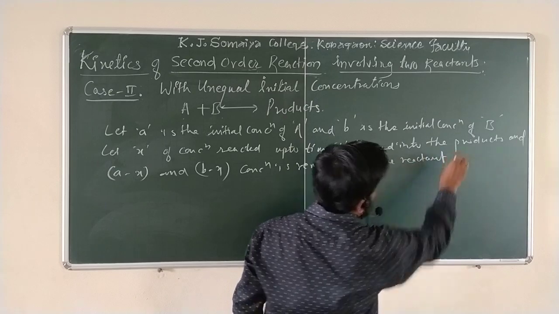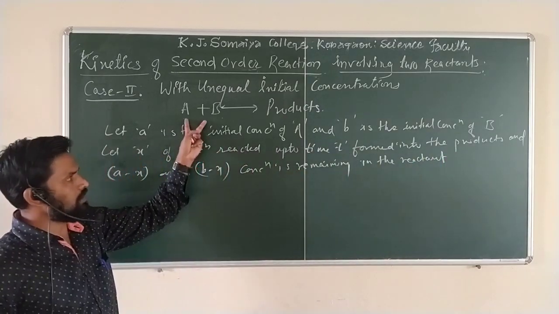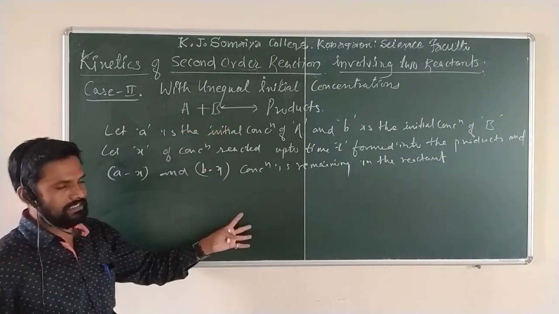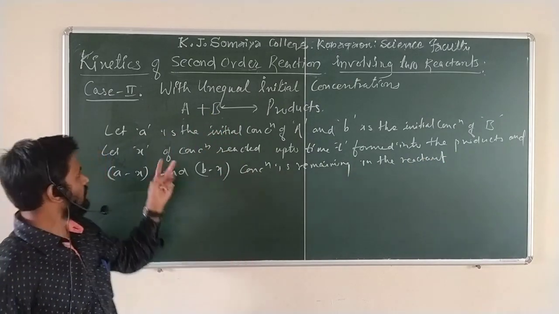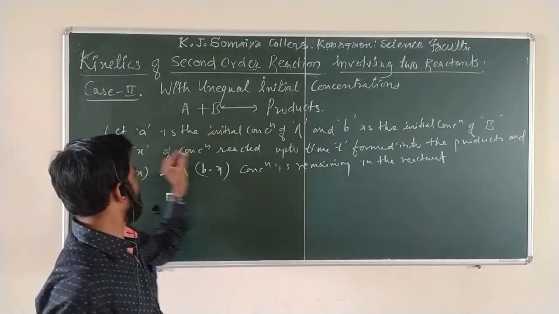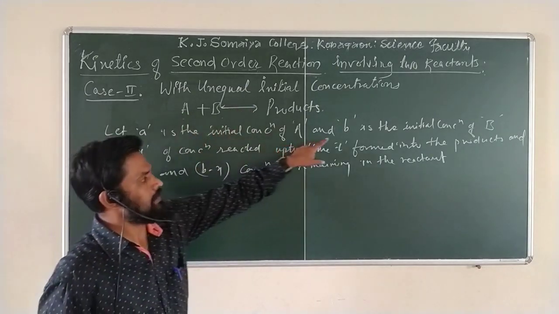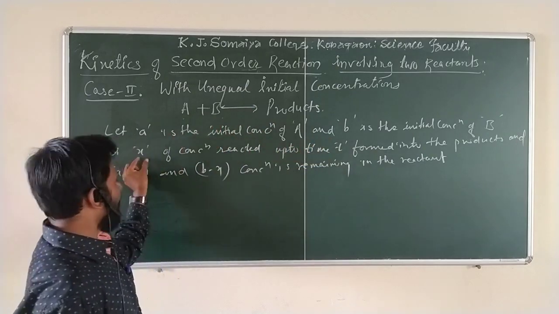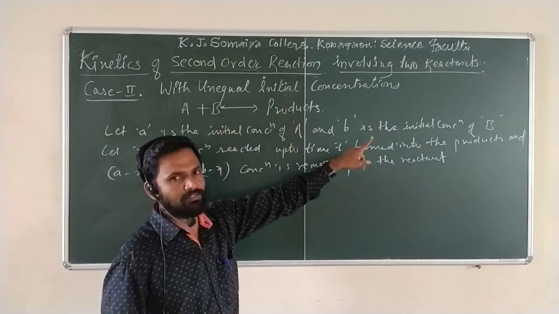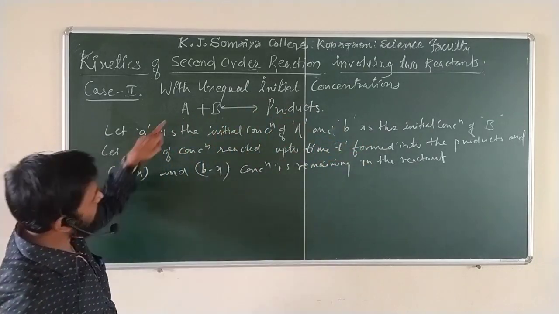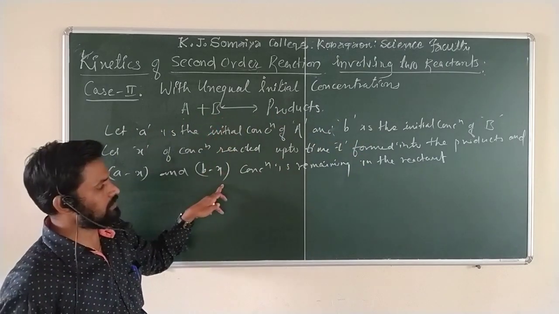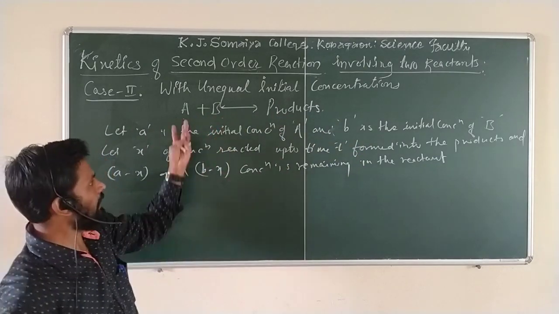This we have to consider now. Two reactant molecules are taken, A is the reactant, B is the reactant, but their concentrations are different initially. Therefore small a is the initial concentration of A, small b is the initial concentration of B. x molecules from A and from B are converted into the product, and what is remaining now? a minus x is remaining of A and b minus x is remaining of B. This is the remaining concentration of the reactive molecules A and B.